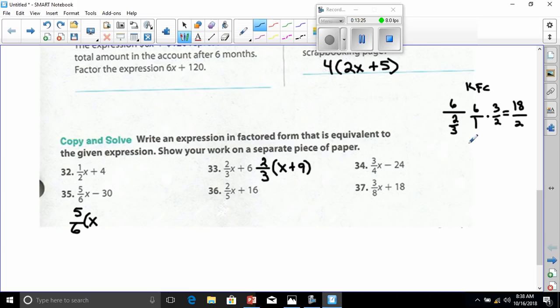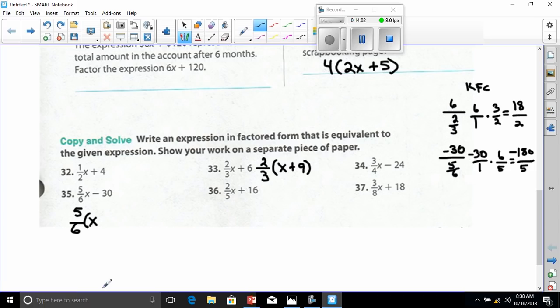Let's see if that works out when I do KFC again. Remember, we've got negative 30 all over 5/6. If I were to do this, I see that I have negative 30 over 1 times 6/5. Isn't that what we said we're going to do? Absolutely. So this is going to give us 180, negative 180 to be exact, all over 5.